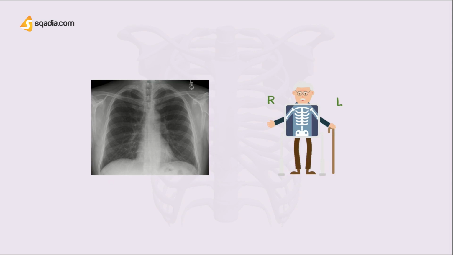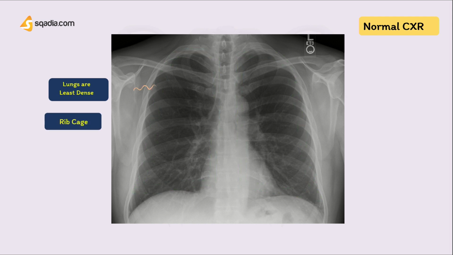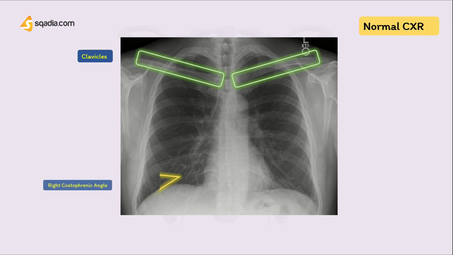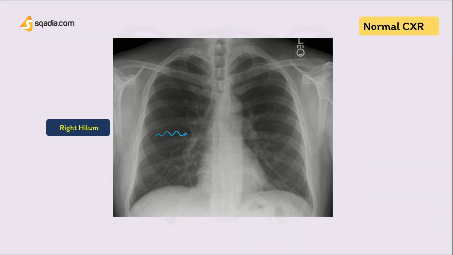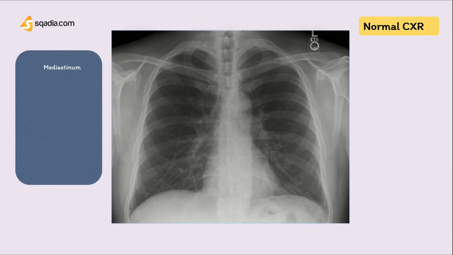Both the right and left lungs are visible, but are the darkest parts of the X-ray since they are the least dense. The rib cage is visible as both the anterior ribs and posterior ribs. We can also see the clavicle, the right costophrenic angle, the left costophrenic angle, and both the right and left hilum. This is where the bronchi, arteries, veins, and nerves enter and exit the lungs. And the normal lung vascular pattern can be seen as arteries and veins that branch vertically to upper and lower lobes. Now, an important structure to note is in fact the mediastinum.